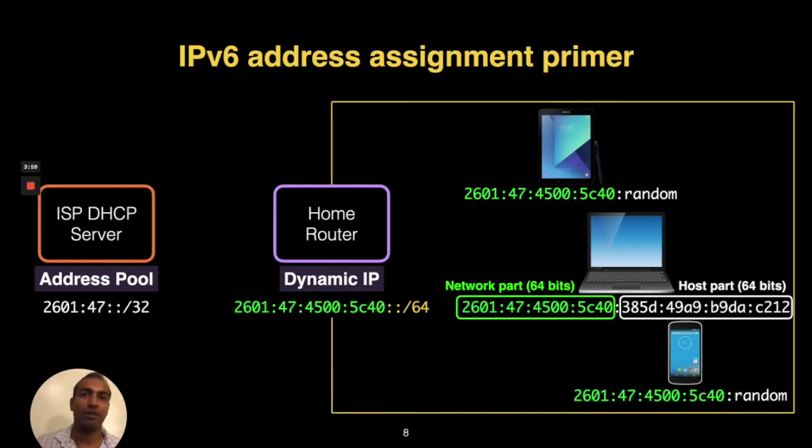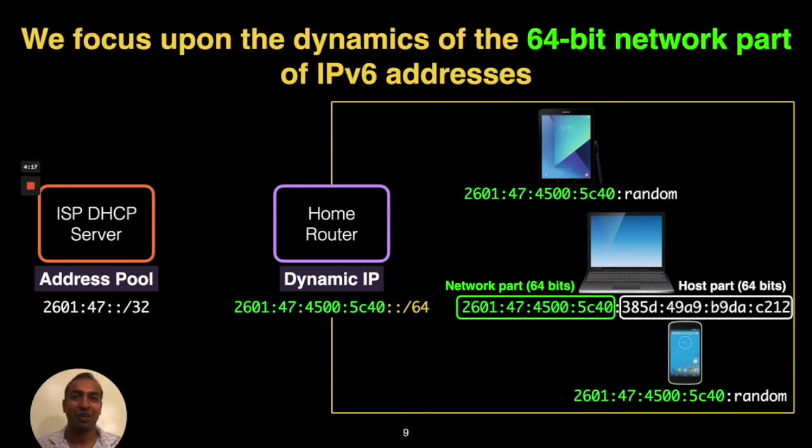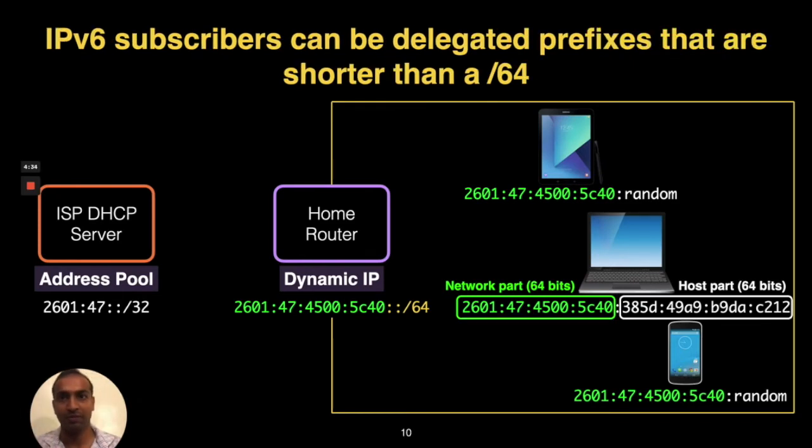Most laptops and phones today generate their addresses using privacy-enhancing techniques, and prior work has shown that the host part changes frequently, on the order of hours. Now, if these devices are using privacy-enhancing addresses, that means there are no privacy issues, right? Well, not exactly. Even if the host part changes frequently, that only prevents fingerprinting an individual device. If the network part remains the same, it is still possible to track a subscriber over time. We therefore focus in this work upon the dynamics of the 64-bit network part.